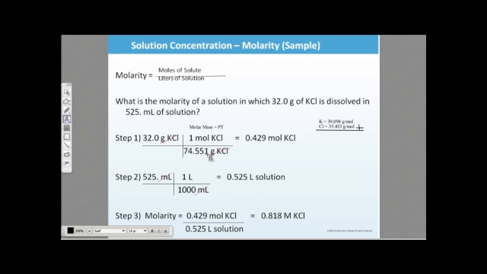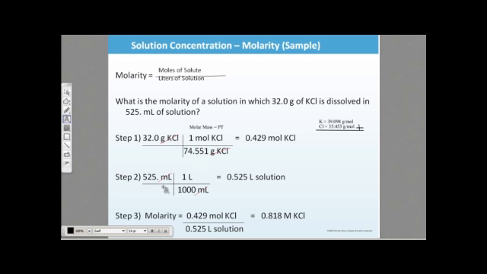Now I set it up with moles on top and grams on bottom, again so that we're canceling out units. Remember, when we're converting units, that's all we're doing, is trying to set it up so we cancel. So by putting the conversion with the 1 mole on top, 74.551 grams on bottom, we got grams on top, grams on bottom, so they cancel out, leaving us with the moles we're looking for. So our math here is 32 times 1 divided by 74.551.